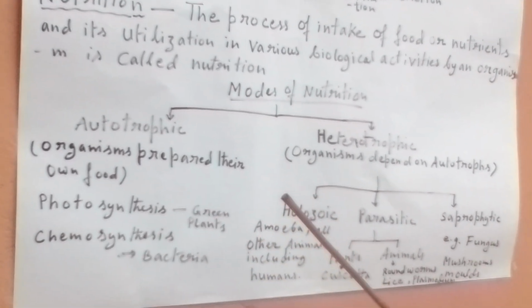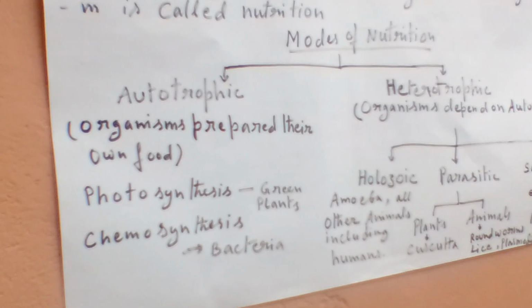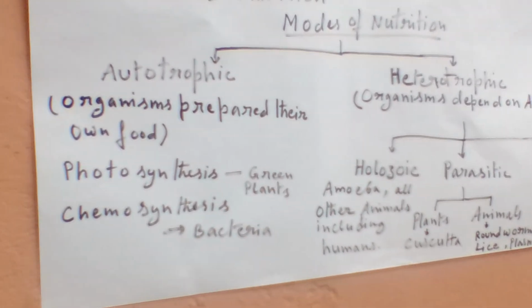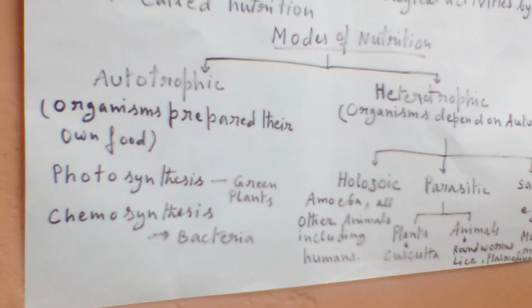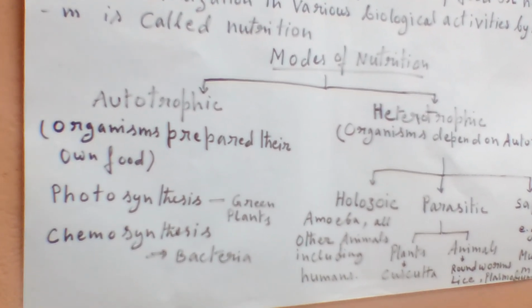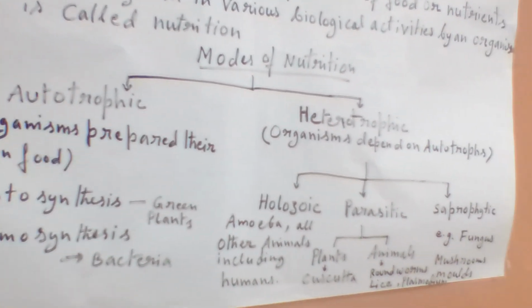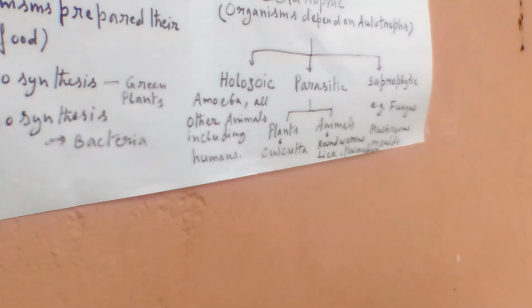They prepare their own food by using sunlight, solar energy, and some raw materials from the environment. And a few microorganisms like bacteria also synthesize their food from a few chemicals or inorganic salts. So they also come in this category, chemosynthesis. So they are self-prepared organisms.